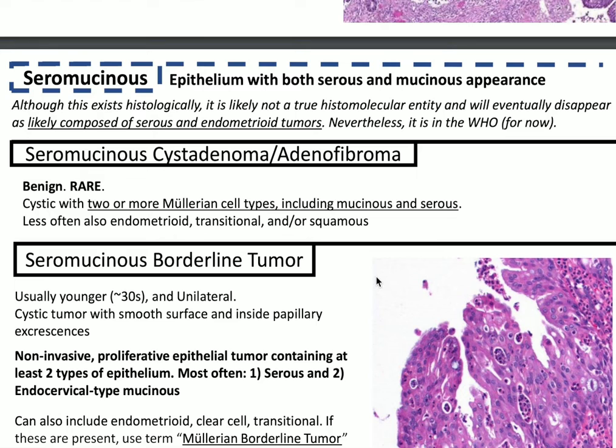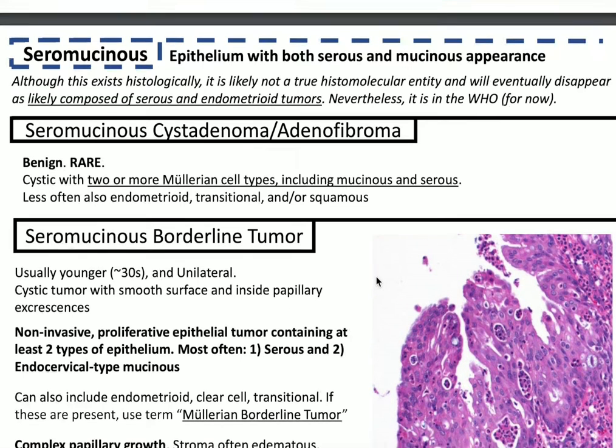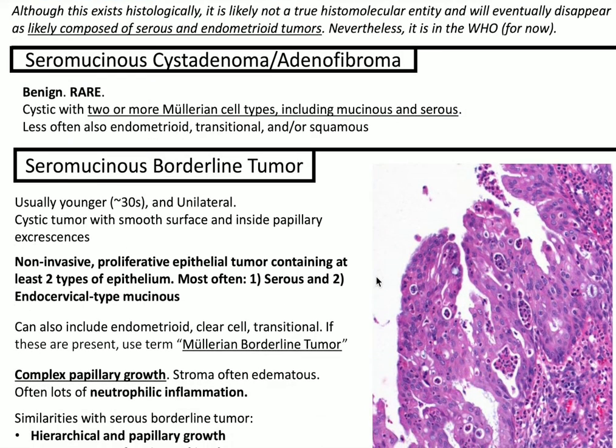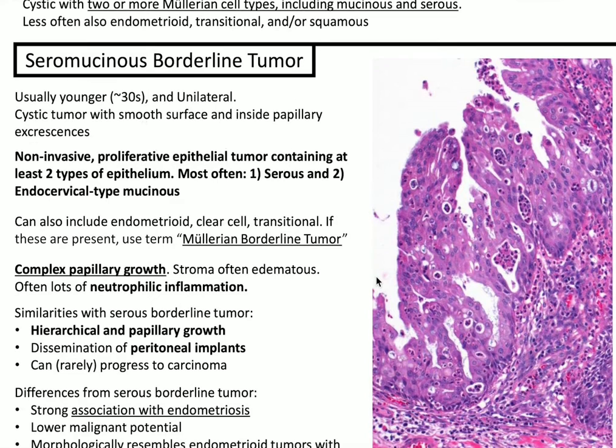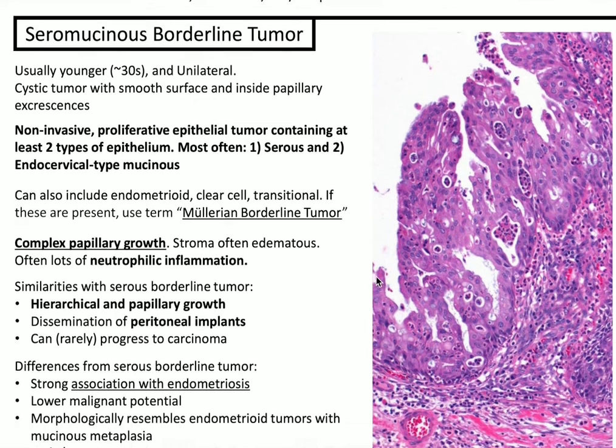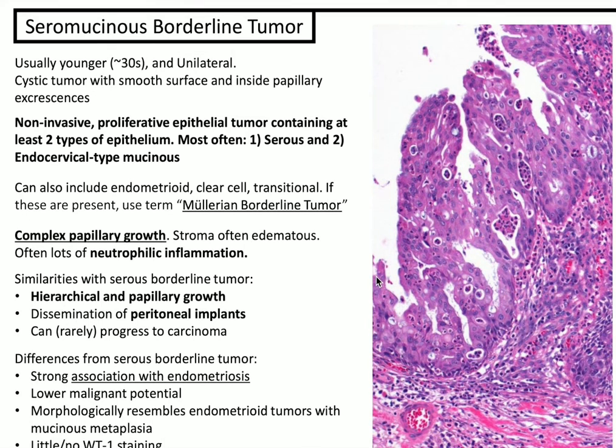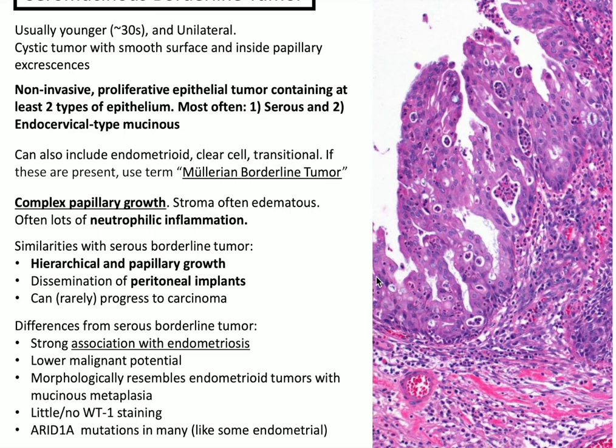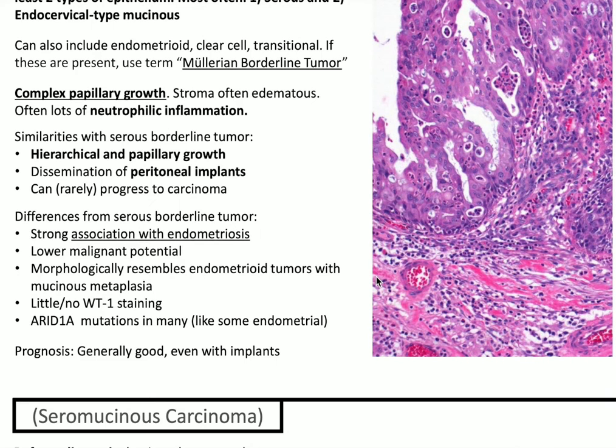Seromucinous: epithelium with both serous and mucinous appearance. Seromucinous cystadenoma or adenofibroma is benign, rare, cystic with 2 or more Müllerian cell types, including mucinous and serous. Seromucinous borderline tumor is a non-invasive proliferative epithelial tumor containing at least 2 types of epithelium, most often 1 serous and 2 endocervical type mucinous. You'll have complex papillary growth, often neutrophilic inflammation. It has similarities to serous borderline, including hierarchical and papillary growth and peritoneal implants.